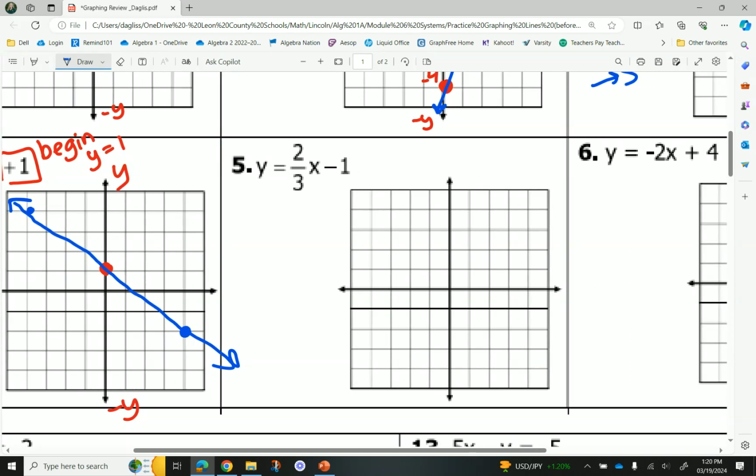Oh wait, if we try, we go 2/3 x minus 1. Where are we going to begin? Negative 1. Then you're going to go up 2, go to the right. That's what we like.